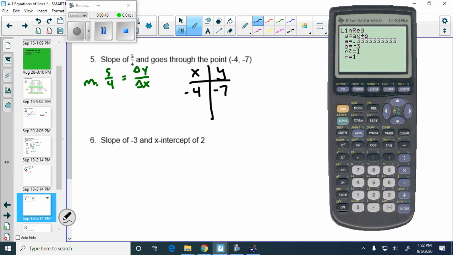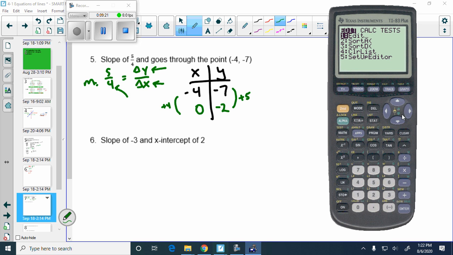I could use a graph perhaps and graph it out and then just count the slope. Or I can say, look, the y changed 5. So this is going to go up 5. So -7 plus 5, that gives me -2. And the x went up 4. So -4 plus 4 gives me 0. So there is my second point, 0, -2.